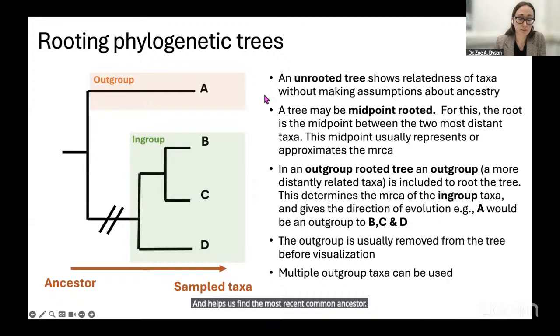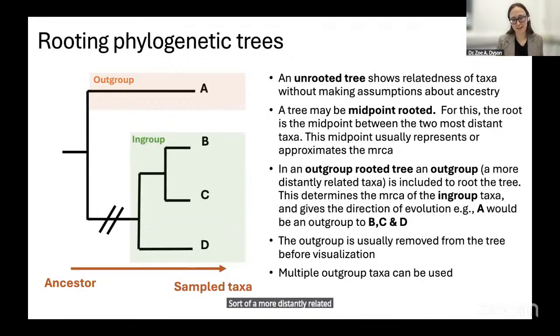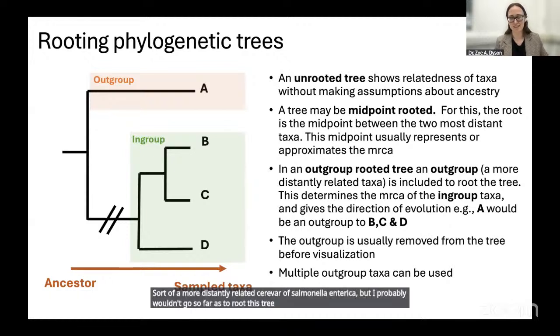So, for example, if I was inferring a phylogenetic tree of a lot of different Salmonella typhi lineages, I might consider rooting my tree with a paratyphi A, sort of a more distantly related serovar of Salmonella enterica, but I probably wouldn't go so far as to root this tree with an E. coli because that's quite a distant evolutionary relationship there.